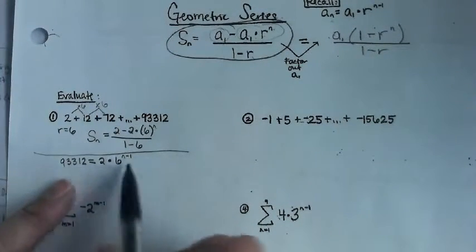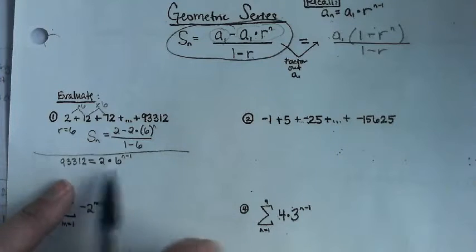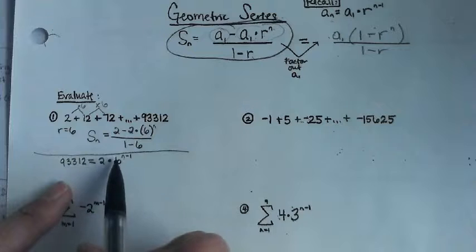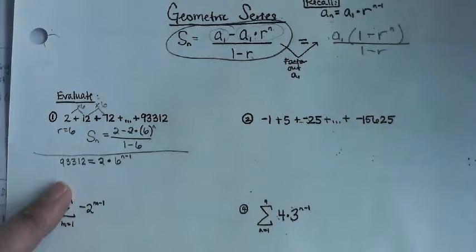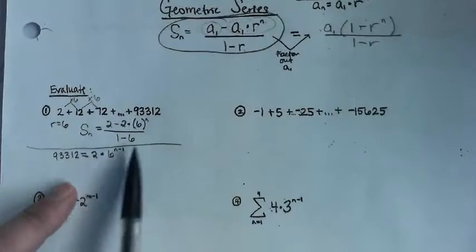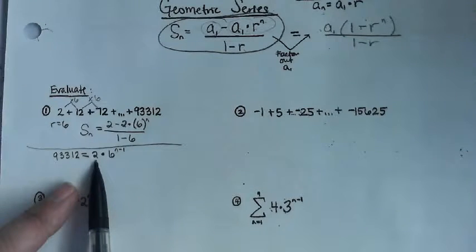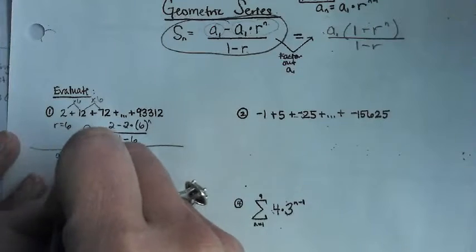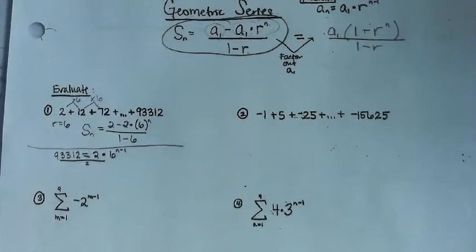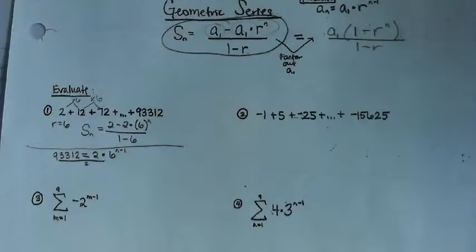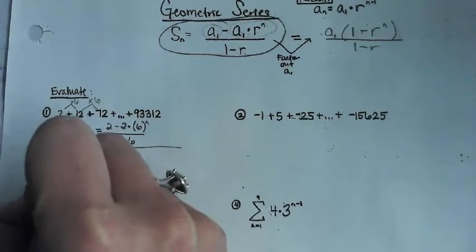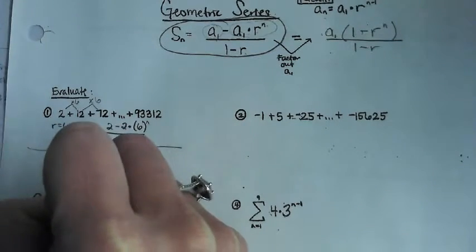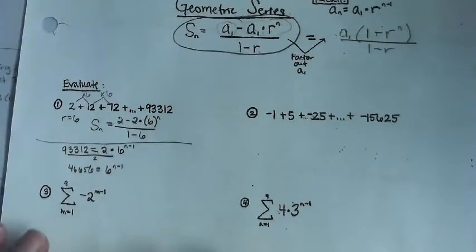What do we have to do first? Solving exponential equations. What do we do to solve this? One person said subtract the 2, one person said divide by the 2. What do we think? Divide, right, because it's multiplied. So yes, getting rid of the 2 first is critical. So if you divide both sides by 2, 93,312 divided by 2 is 46,656 equals 6 to the n minus 1.